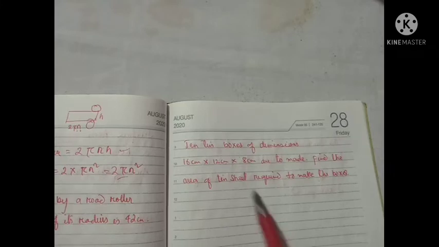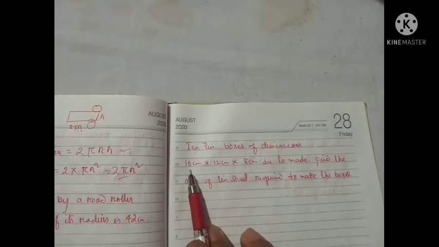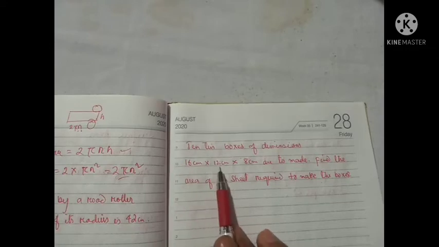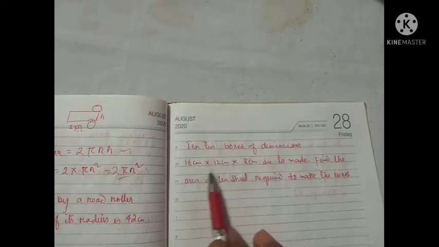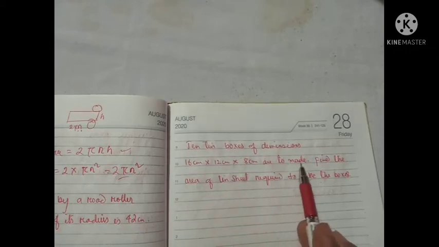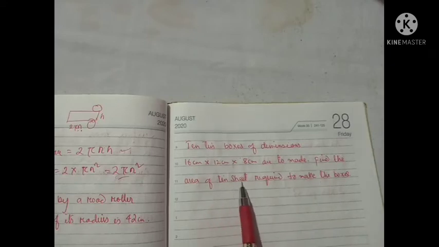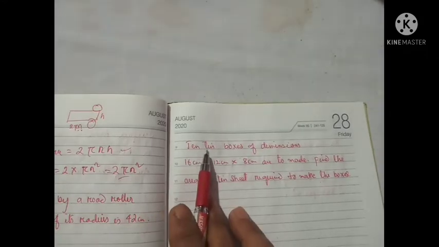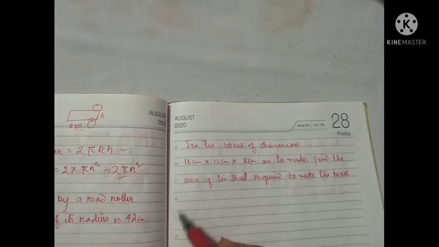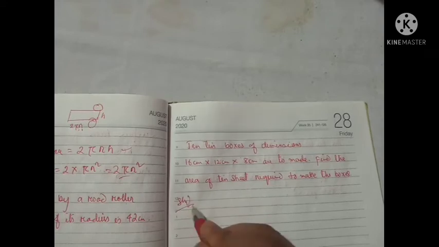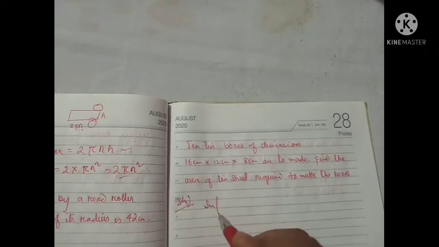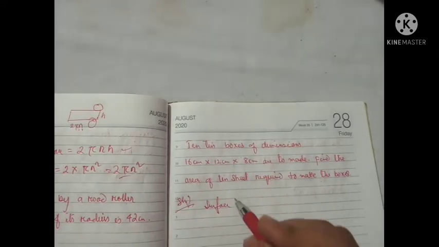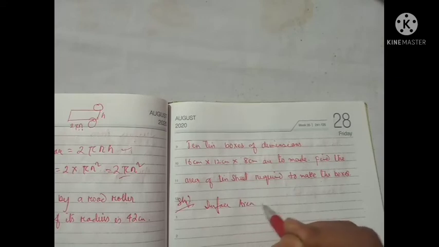The dimension is 16 into 12 into 8 are to be made. Find the area of the tin sheet. Tin sheet will be in the form of a cuboid. Now we are going to find out the surface area of a cuboid.